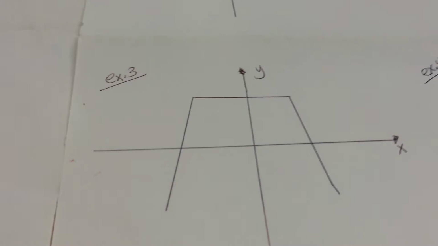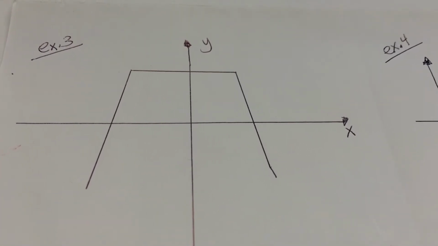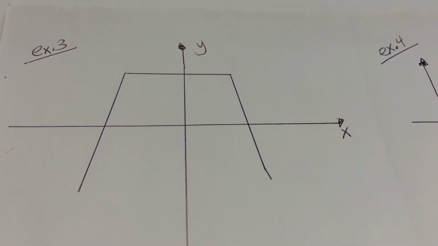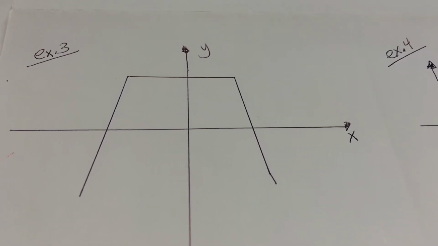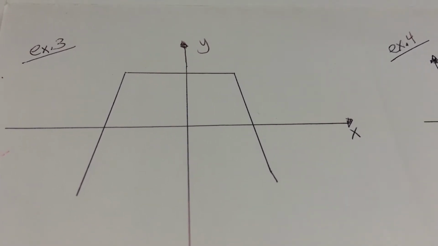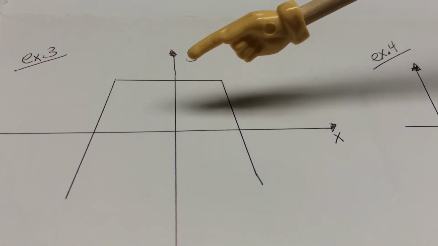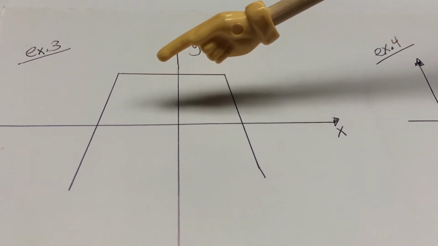Okay, next one, example 3. Now example 3, we have some problem because first of all, we don't have any max and min, and I don't have any point of inflection because again, point of inflection is when the two concavities meet. I don't have that. But I have this funny picture right here where we learned in the beginning of this chapter that there are places that are called not differentiable.